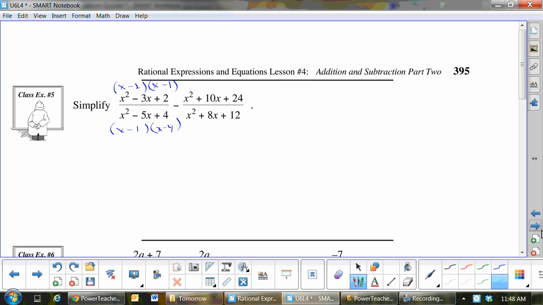Okay, next one. I'm at the top now. Two things that add to give me 10, multiply to give me 24. 4 and 6. Okay. Last one, two things that add to 8, multiply to 12. 6 and 2, yeah.